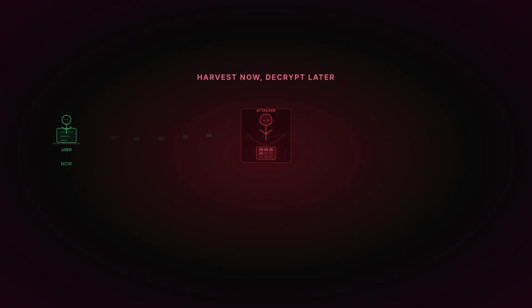Attackers today can still collect encrypted data with the hope that in the future, when they have access to a sufficiently powerful quantum machine, they can decrypt that data and harvest the sensitive information.